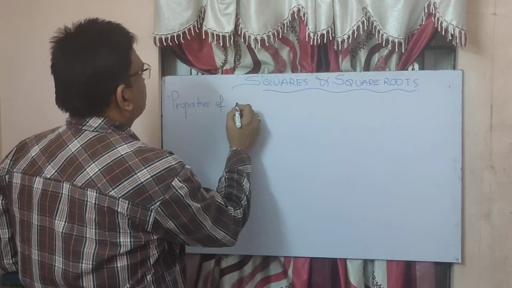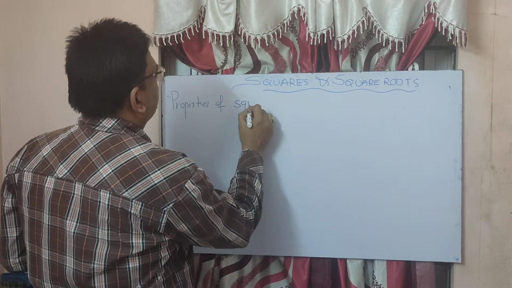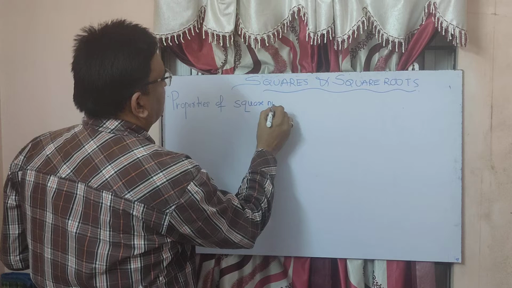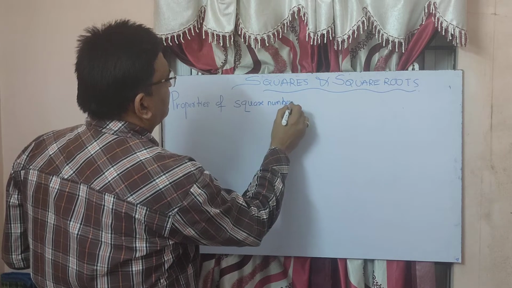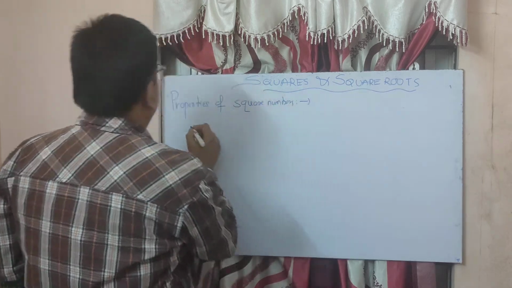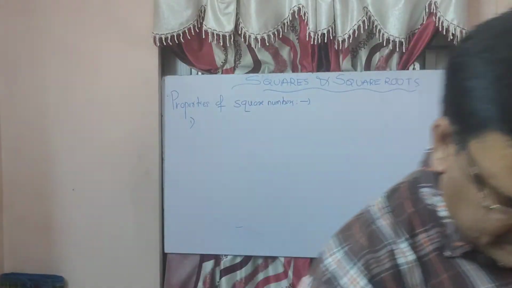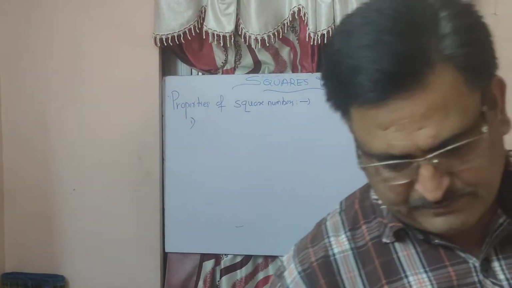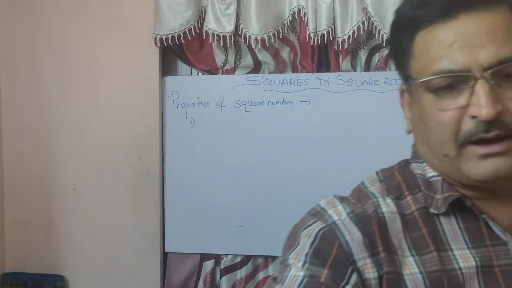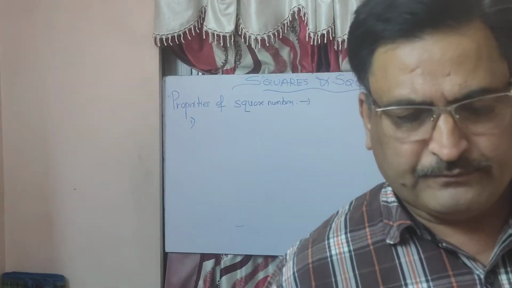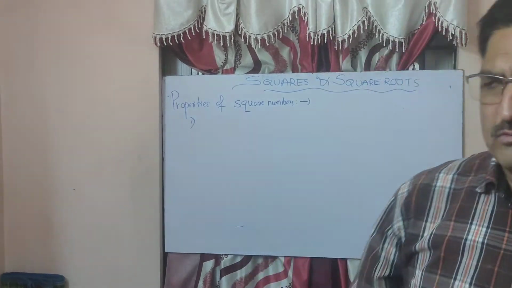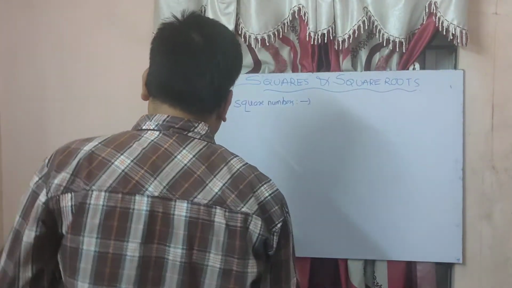Properties of square numbers. So what is the first property now? Let us study one by one the properties of square numbers. Properties of square numbers. Okay, now. So now look here.